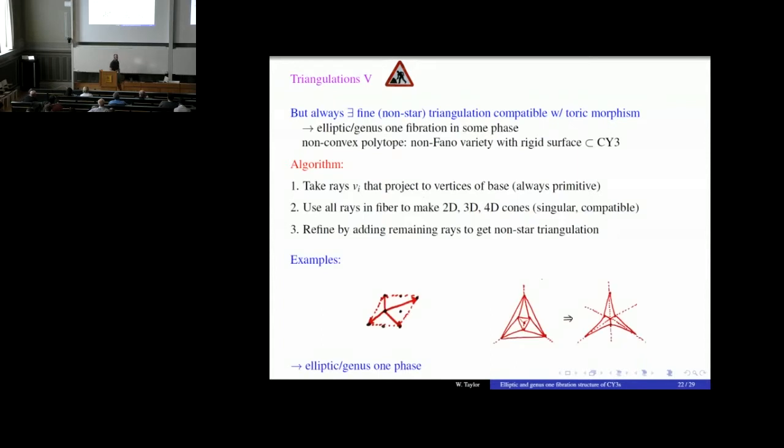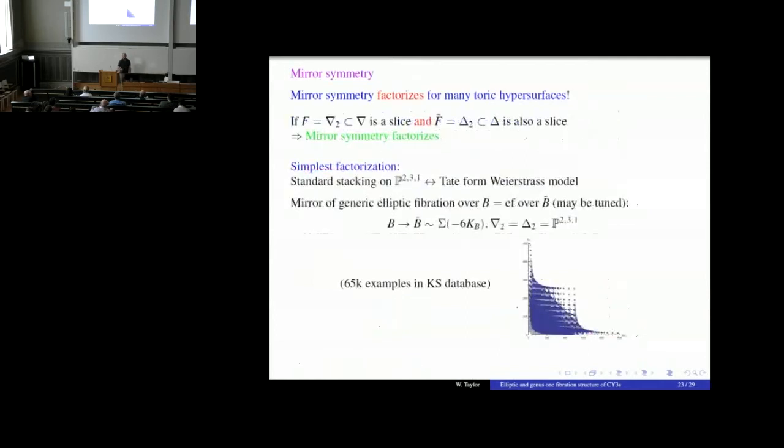So as examples, I gave you a case where there was no FRS triangulation. Use this algorithm. This is then the triangulation of the base, and it works out fine. In that other 3D example I gave you, basically we do a couple of flips, and we get a picture that looks like this, where now there's a nice projection onto DP3. Okay, so the upshot of that is there's a nice story by which at least one phase of each Calabi Yau will have a description as an elliptic or genus 1 fibration.